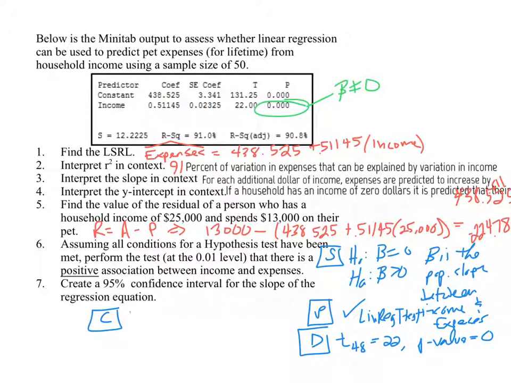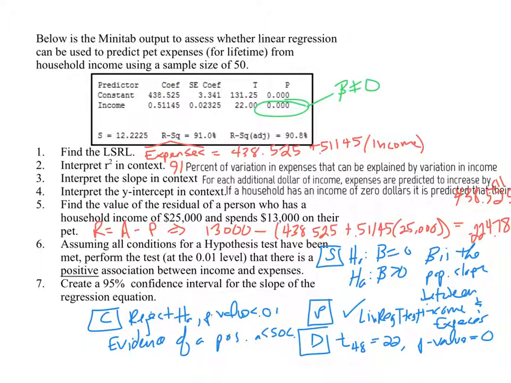Let me write my conclude just over here. We are going to reject the null because the p-value is less than 0.01. And what does that mean? We have evidence of a positive association. Okay?